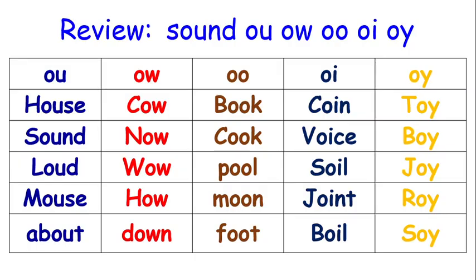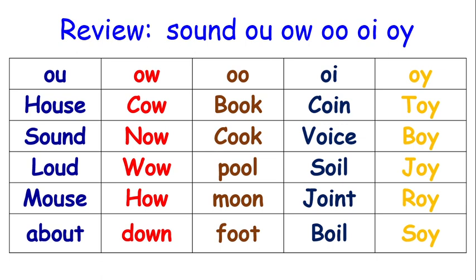First, let's review the sounds OU, OW, OO, OI, and OY. Do you remember this lesson? What is the sound of OU? OU sounds OW. OW also sounds OW. OO sounds OO. OI sounds oi. OY also sounds oi.